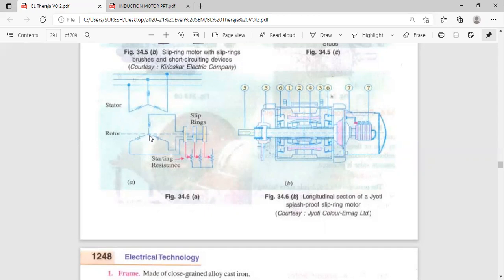Suppose the rotor speed is 1400 rpm. If you want to decrease it to 1300 rpm, vary this rheostat. Actually, in the lab, one experiment is there. By varying the rheostat, we can vary the speed of the rotor. That is the advantage of adding external resistance. Is it clear? Yes, sir. That is about slip ring and squirrel cage rotor.